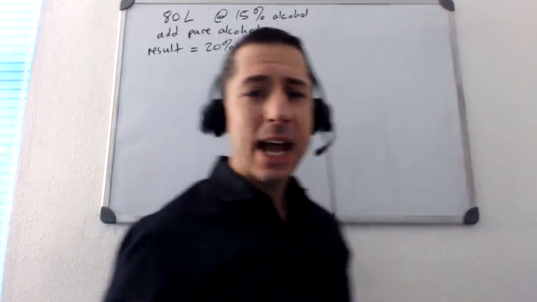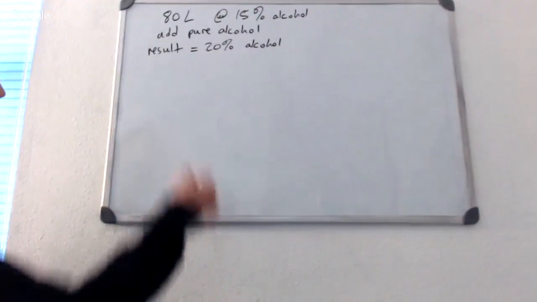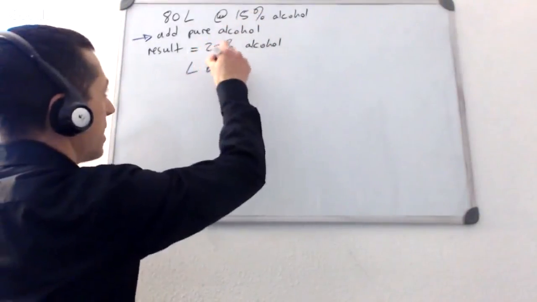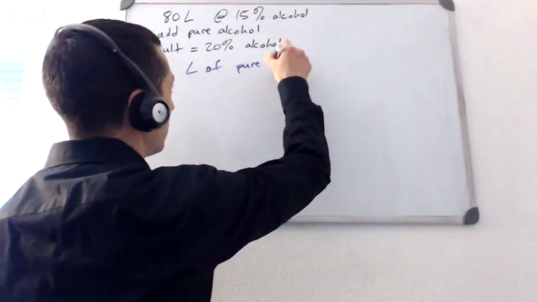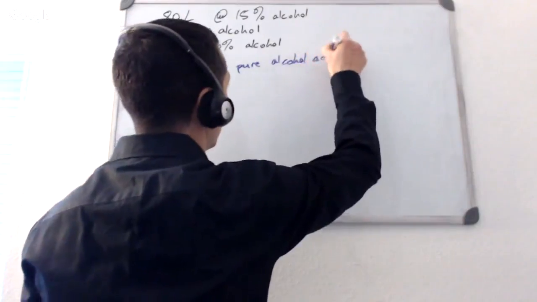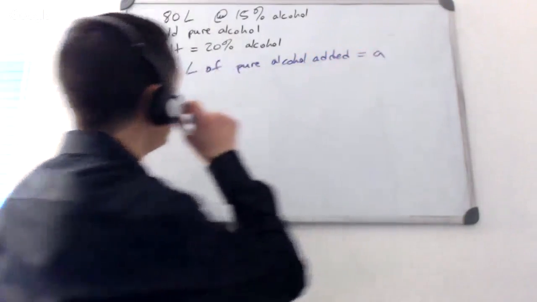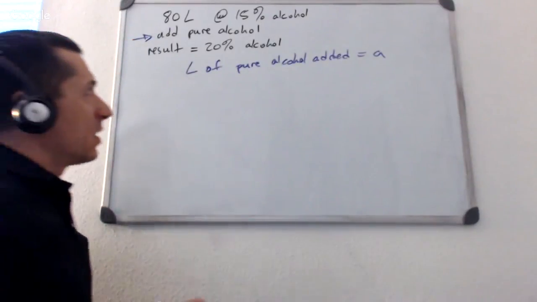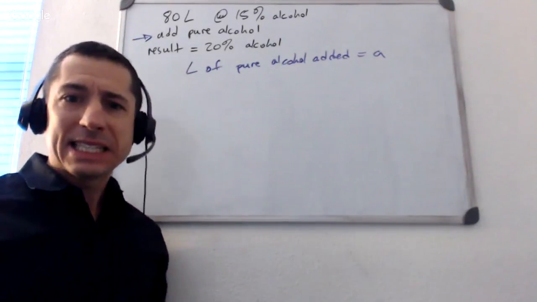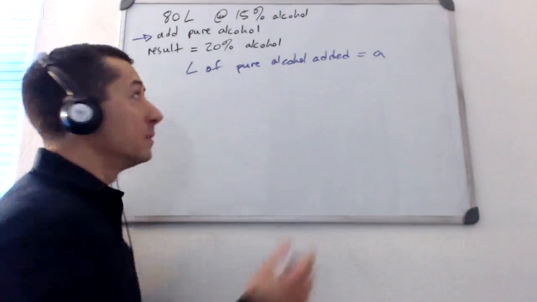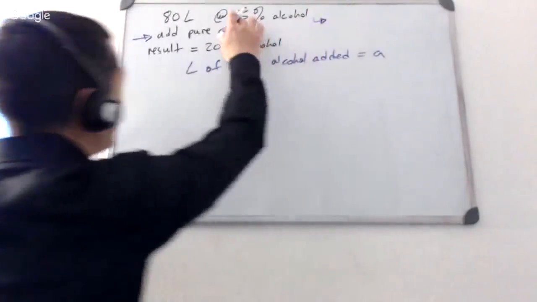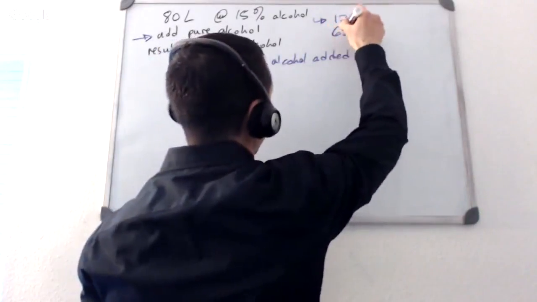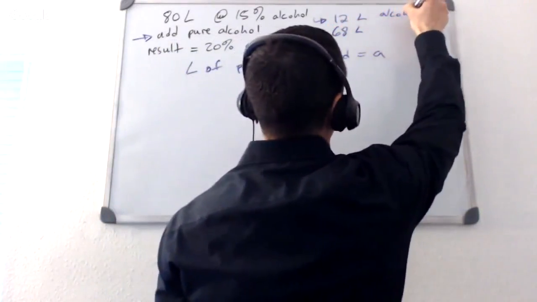My question is, how much alcohol am I adding? That's my variable. I need to know how much pure alcohol I am adding. So we'll call the liters of pure alcohol added A. Fine. So what's going on here? 80 liters at 15% alcohol. At the very least, I can say how many liters of alcohol were in there to begin with. 15% of 80 gets us 12 liters of alcohol and 68 liters of other stuff.